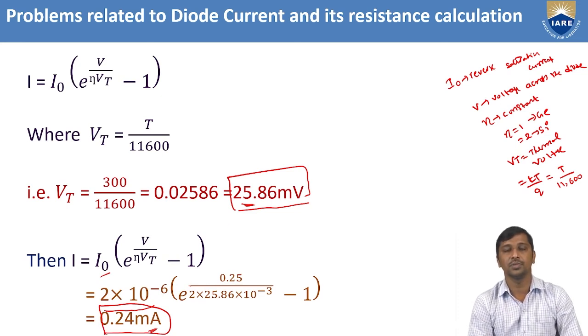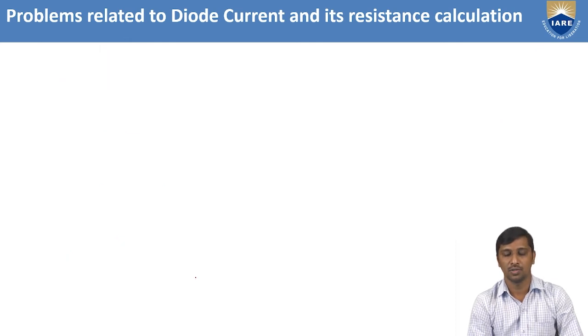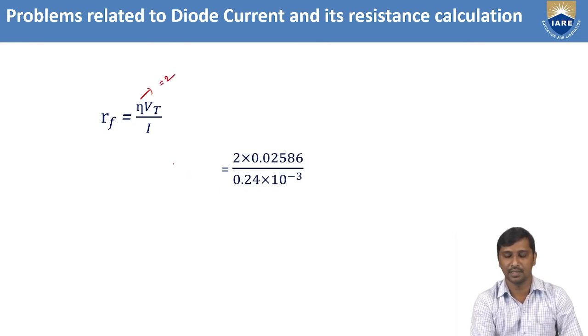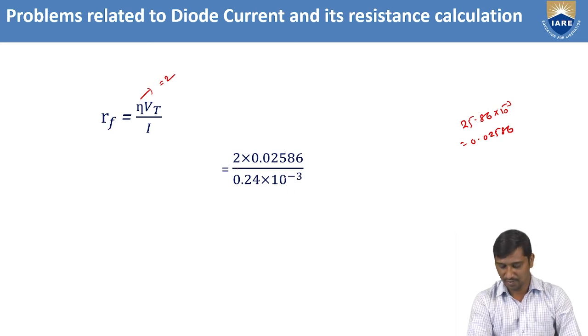Now these two I'm going to substitute in the dynamic forward resistance. The eta value is based on the type of the diode. In our problem they mentioned that the diode is silicon, hence we consider eta as 2. So eta is 2, Vt is 25.86 millivolts, otherwise you can write 0.02586, divided by I, which is 0.24 milliamps. Milli means 10 to the power of minus 3. Simplifying this ratio gives the dynamic forward resistance as 215.5 ohms.